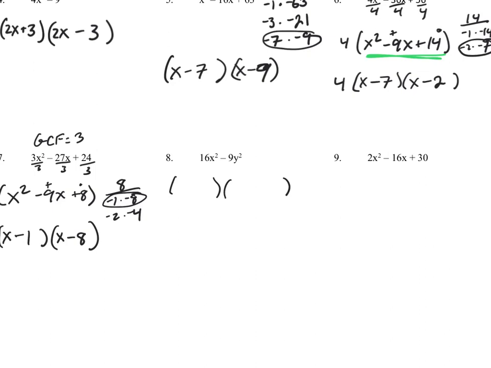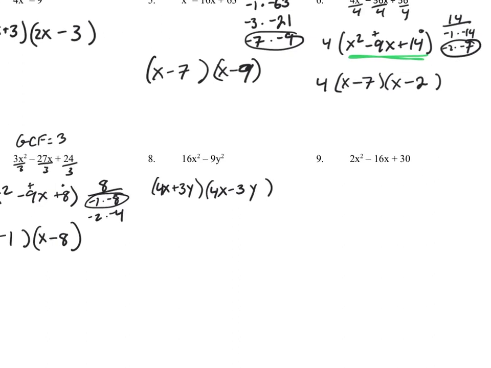So 16 is 4 times itself, or 4 times 4. X squared is x times itself, or x times x. 9 is 3 times 3, but we do want to end up with that difference, right, the subtraction. So we're going to have a positive 3 and a negative 3. And y squared is y times itself, or y times y.